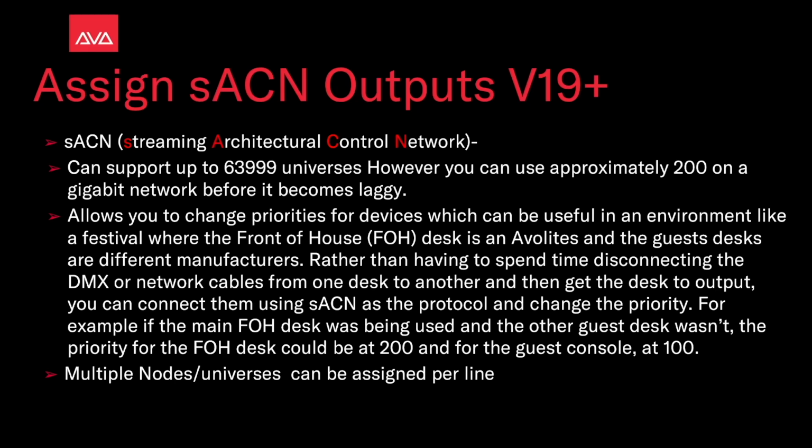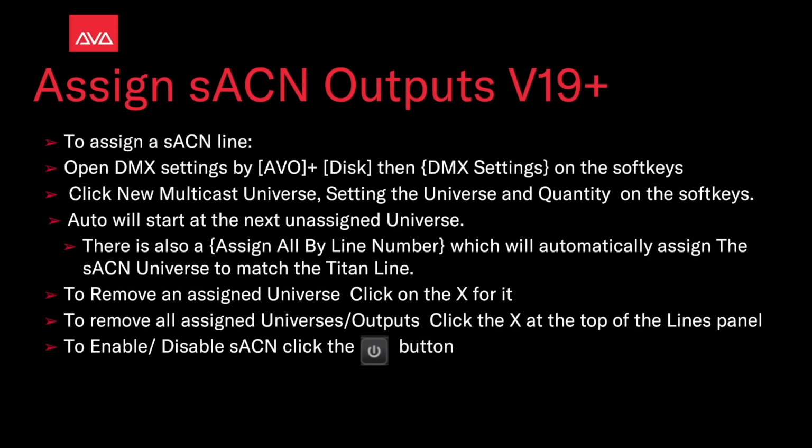Multiple nodes and universes can be assigned per line. To assign a Streaming ACN line, open DMX settings by pressing the AVO and then disk and then DMX settings on the soft keys. Then click on New Multicast Universe, and set the universe and quantity on the soft keys. If it's set to auto, it will start at the next unassigned universe. There's also an assign all by line number, which will automatically assign the Streaming ACN universe to match the Titan line. To remove an assigned universe, click on the X for it. To remove all assigned universes and outputs, click the X at the top of the lines panel. You can also enable and disable Streaming ACN as a whole by clicking the power button. So let's take a look at that.